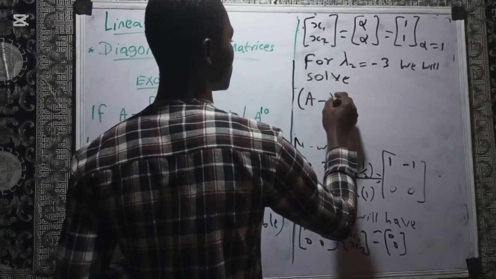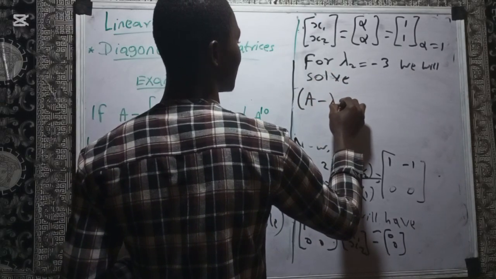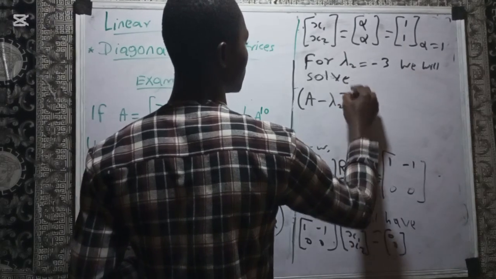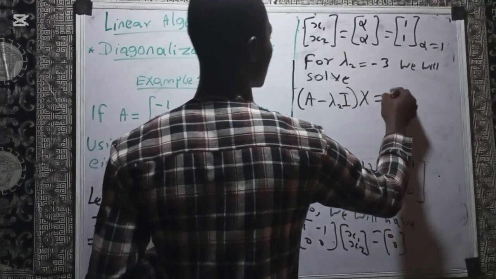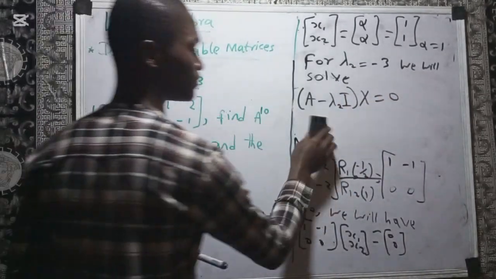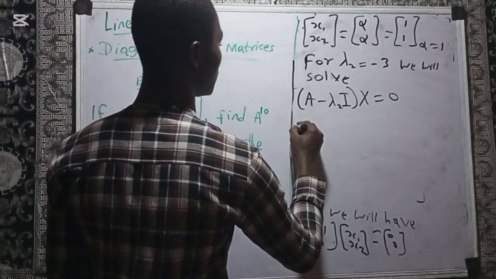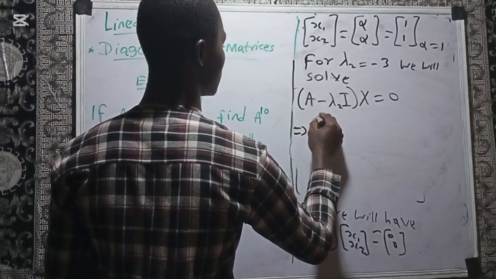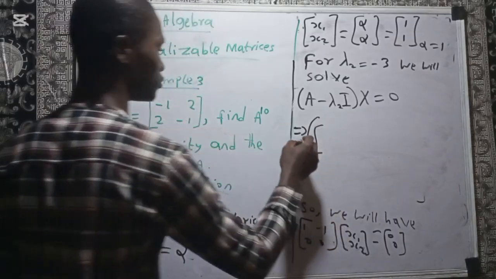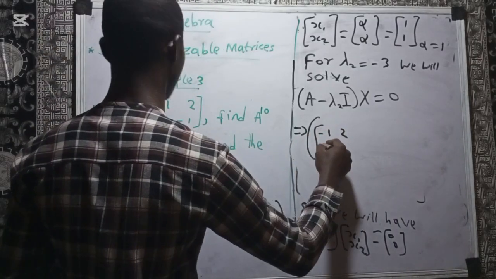A minus lambda sub 2 I multiplied by capital X equated to 0. So we'll solve this quickly, as we did for the lambda 1. So this implies your matrix A is given to you on the board, so you can write it down.